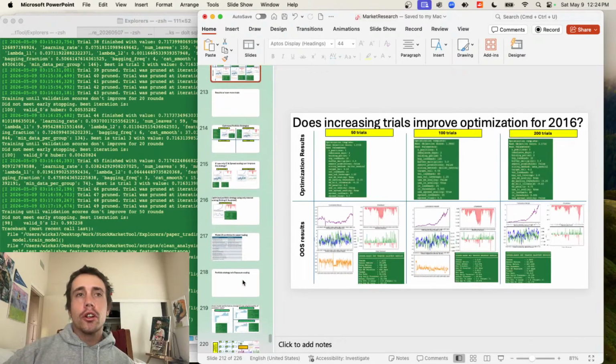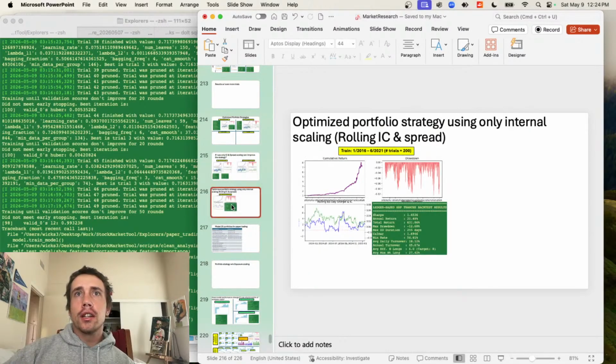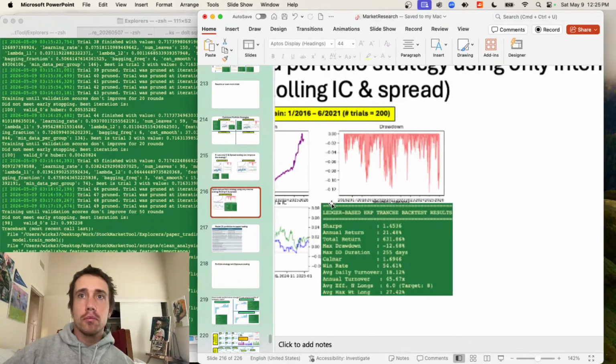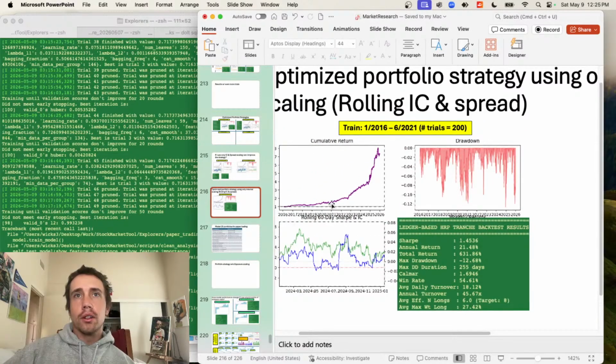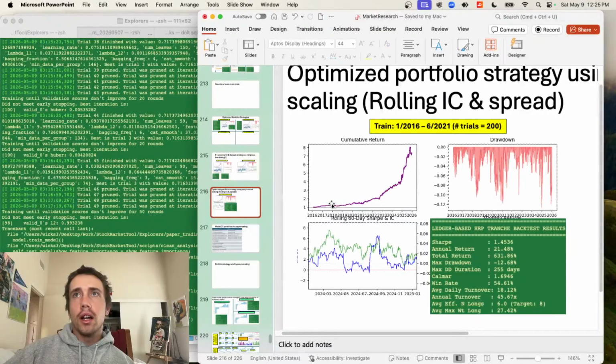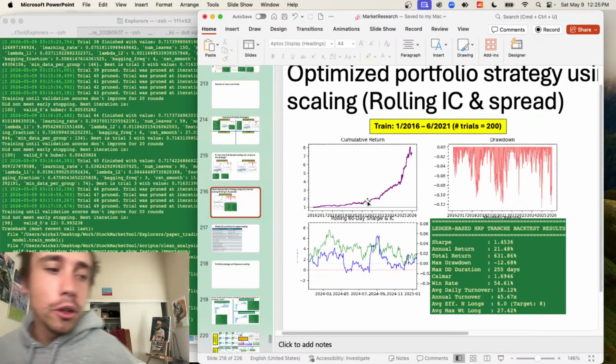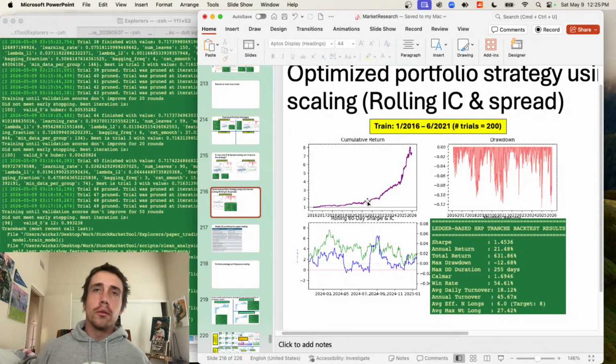So yeah, then I looked around at changing different things. Here's an optimized portfolio strategy using only internal scaling, so information coefficient and the spread. This gives a really good result, but it's kind of odd. I optimized it from January 16 through June of 2021, so this is the optimized range. The goal here was, I really want it to train on COVID because COVID was a unique event. It was an outlier, and the model basically failed.